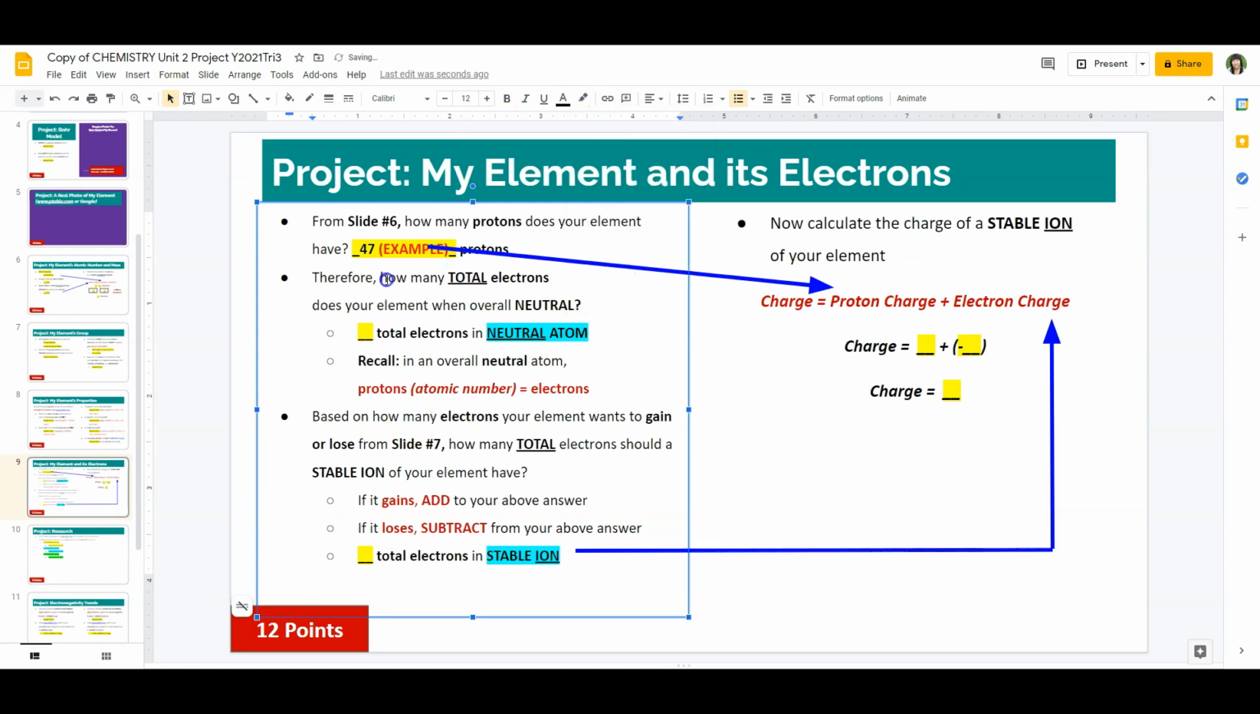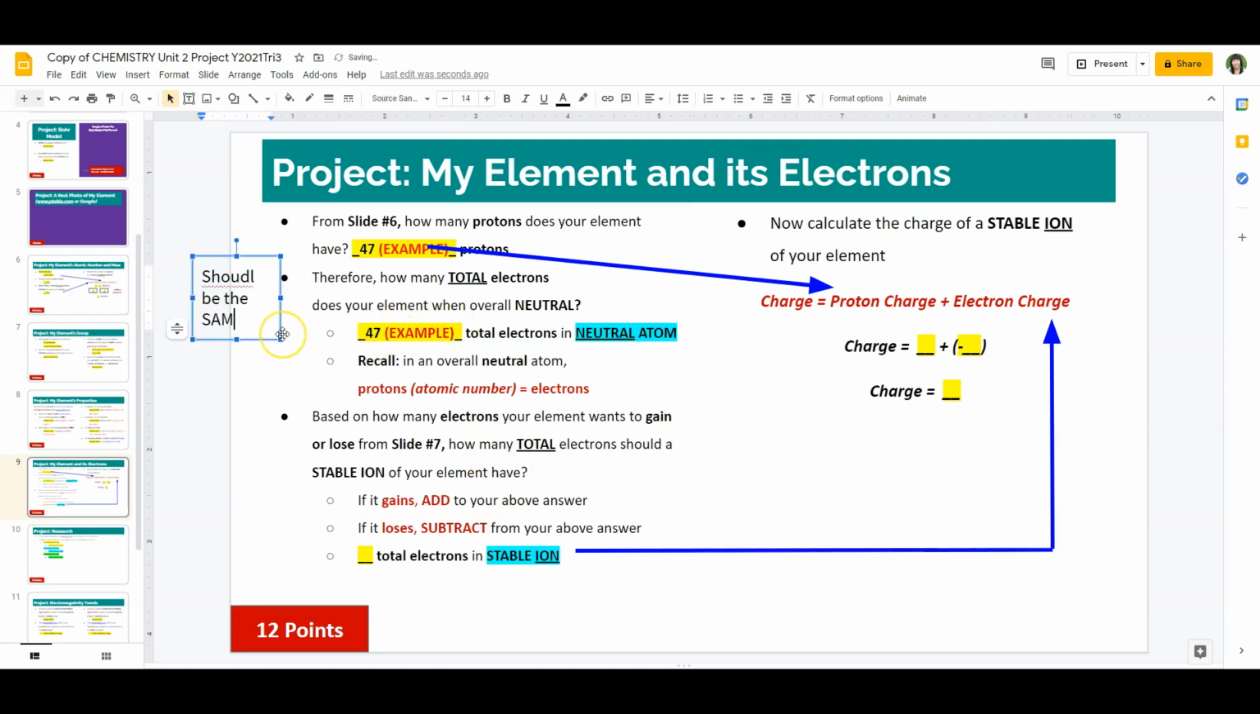Then take a look here: how many total electrons does your element have when overall neutral? Remember that when you have a neutral atom, your protons and electrons have to be identical to each other because that way they balance off. If you have 47 positive protons and 47 negative electrons, that would cancel out to 0, making a neutral atom. So this should be the same, and again, this is my example.